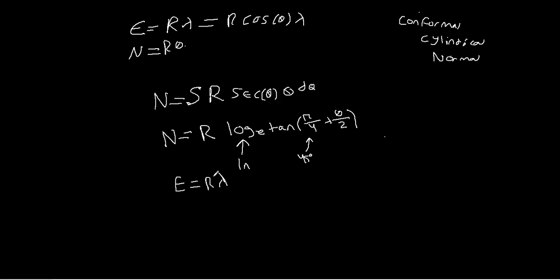Just like with the equivalent projection, we have done this whole business to set up the ratio between easting and northing so that when we plot these things, we end up with a conformal projection, where we're preserving the shape.